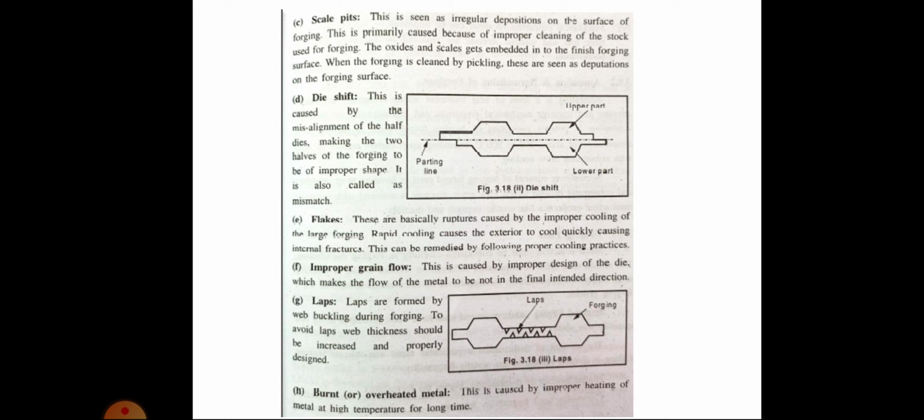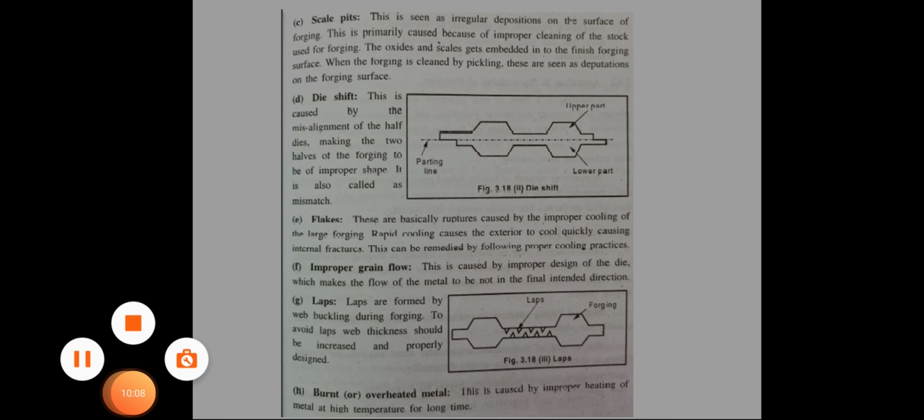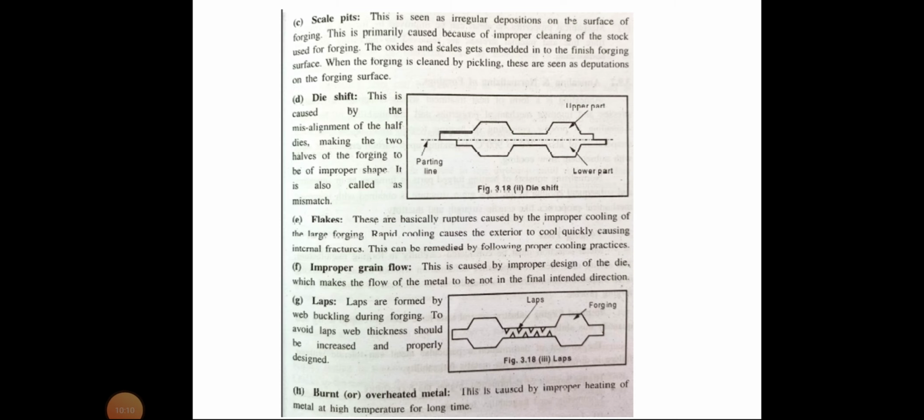Next one is improper grain flow. This is caused by improper design of the die, which makes the flow of the metal to be not in the final intended direction. So the next one is laps. Laps are formed by web buckling during forging. To avoid laps, web thickness should be increased and properly designed. Next one is burnt or overheated metal. This is caused by improper heating of metal at high temperatures for a long time. Okay, these are all the forging defects.